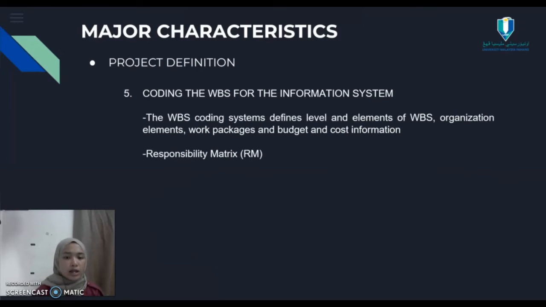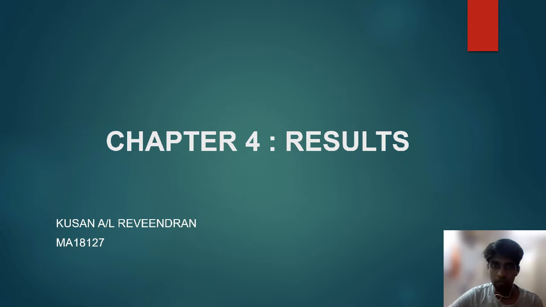And lastly is coding the WBS for the information system. We need the WBS coding system, which defines the level and elements of the WBS, organization elements, work package, and budget and cost information. And lastly, in coding the WBS, we also have the responsibility matrix, which we call RM.